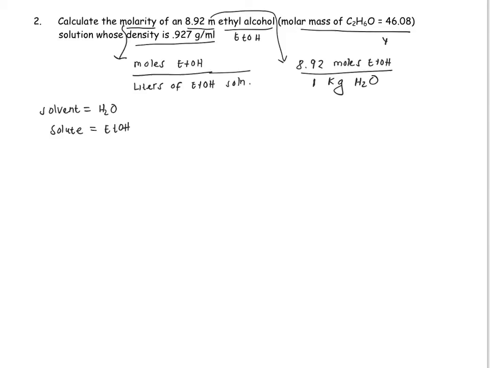Our molar mass is 46.08 grams per mole. Density of our ethanol solution is 0.927 grams of ethanol per 1 mL of ethanol solution.